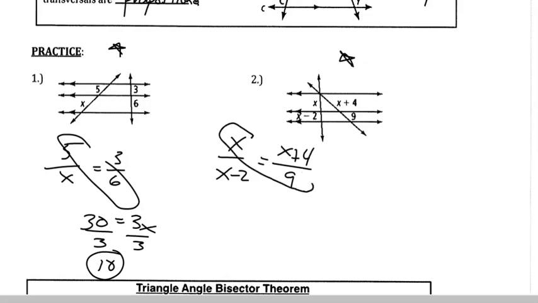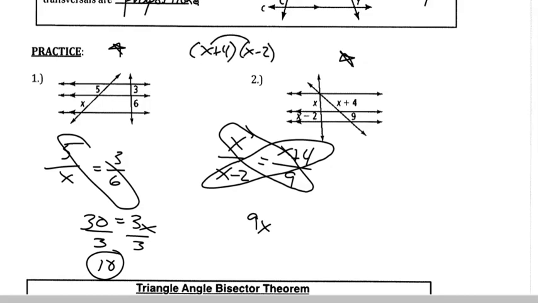Anyways, x times 9 is 9x. That times that, we are going to have to FOIL that. x plus 4 times x minus 2. You get x squared minus 2x plus 4x minus 8. That gives you x squared plus 2x minus 8.